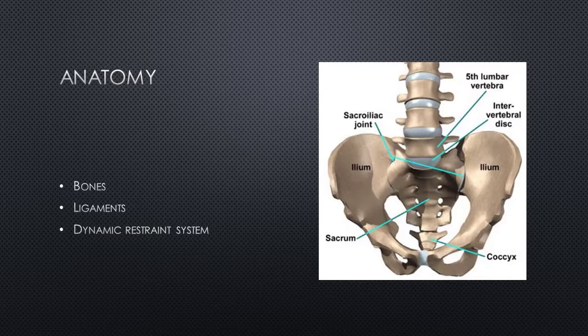Within the dynamic restraint system, muscles affect the pelvis and sacroiliac joint function. This includes a myriad of muscles: your abdominals, erector spinae, quadratus lumborum, lower traps, latissimus dorsi, your TFL, gluteus medius and minimus, your hip extensors, specifically the gluteus maximus and hamstrings, your hip flexors, the rectus femoris, sartorius, and iliopsoas, hip adductors, and the femoral external rotators, the piriformis in particular.